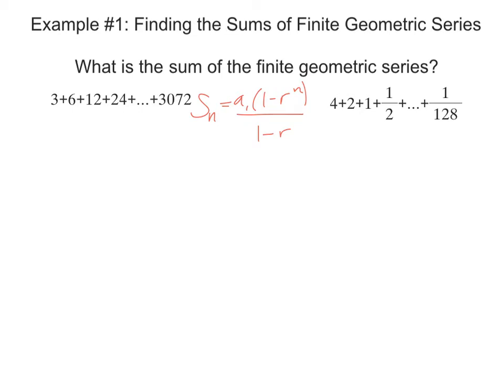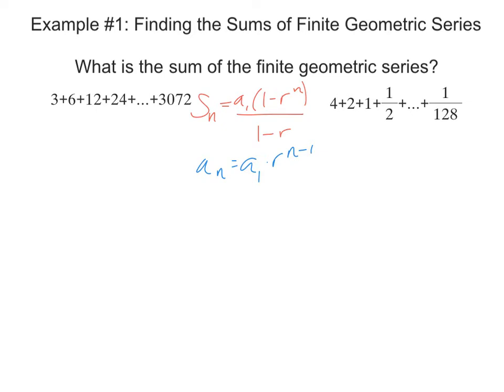So we don't know in our first one what n is. In order to find S sub n, you definitely need n. And we don't know how many values there are. So in order to do that, we're going to need the very first formula that we were dealing with, which is a sub n is equal to a sub 1 times r to the n minus 1. Okay, so let's do that.